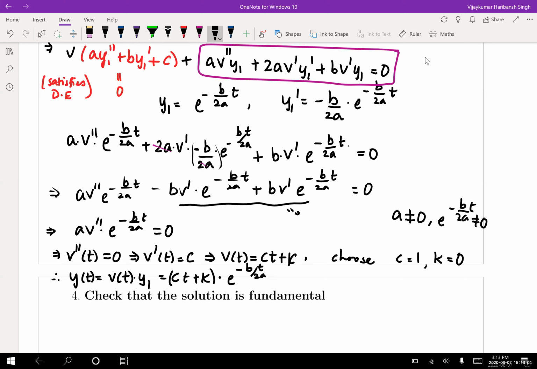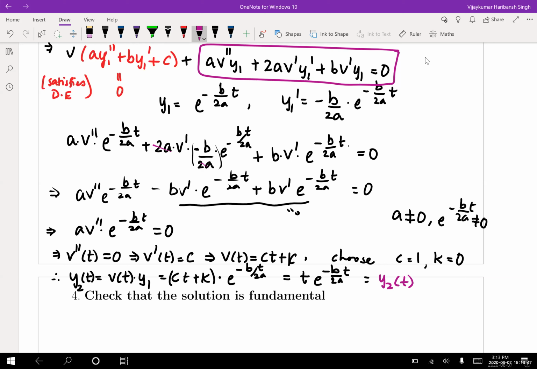Now, again, I chose c equals 1 and k equals 0. In that case, I will get t e to the power minus b by 2a t, because I need just one solution, right? Let's call this y2. So this is what is your y2(t). Now you may say, why didn't you choose c equals 0 and k equals 1? In that case, you'll get back to y1, all right?